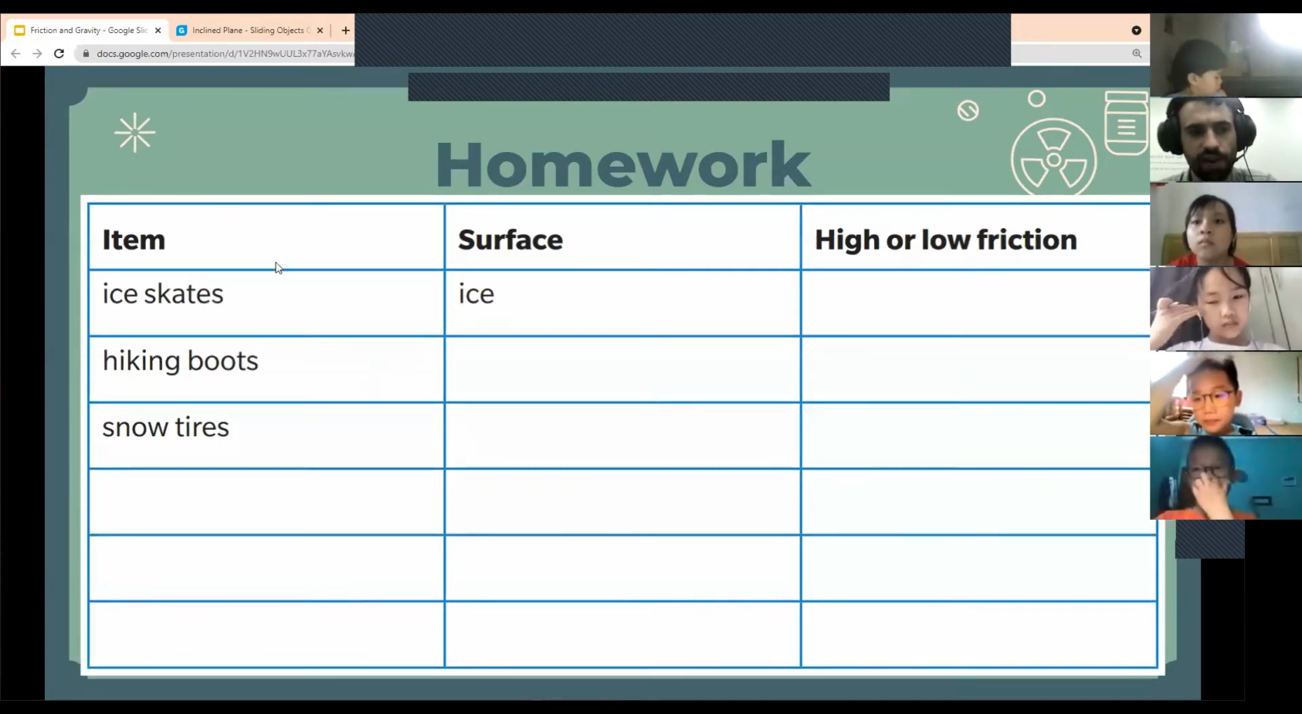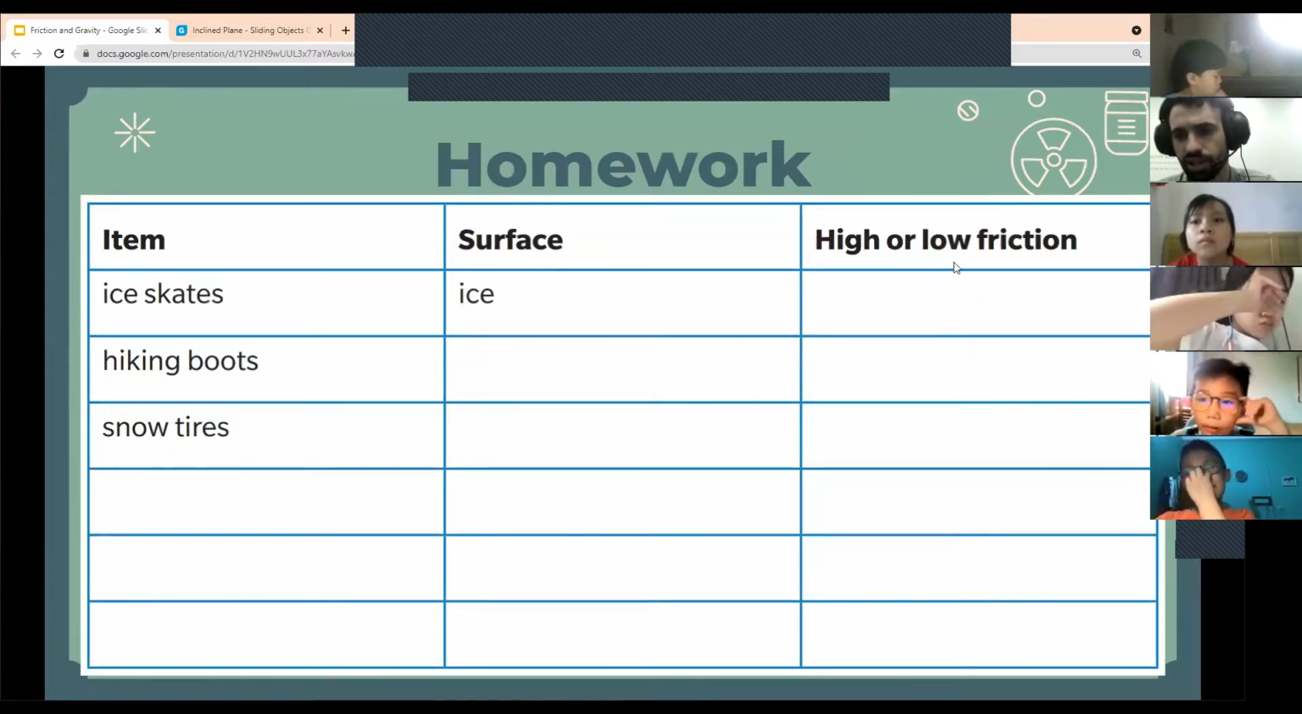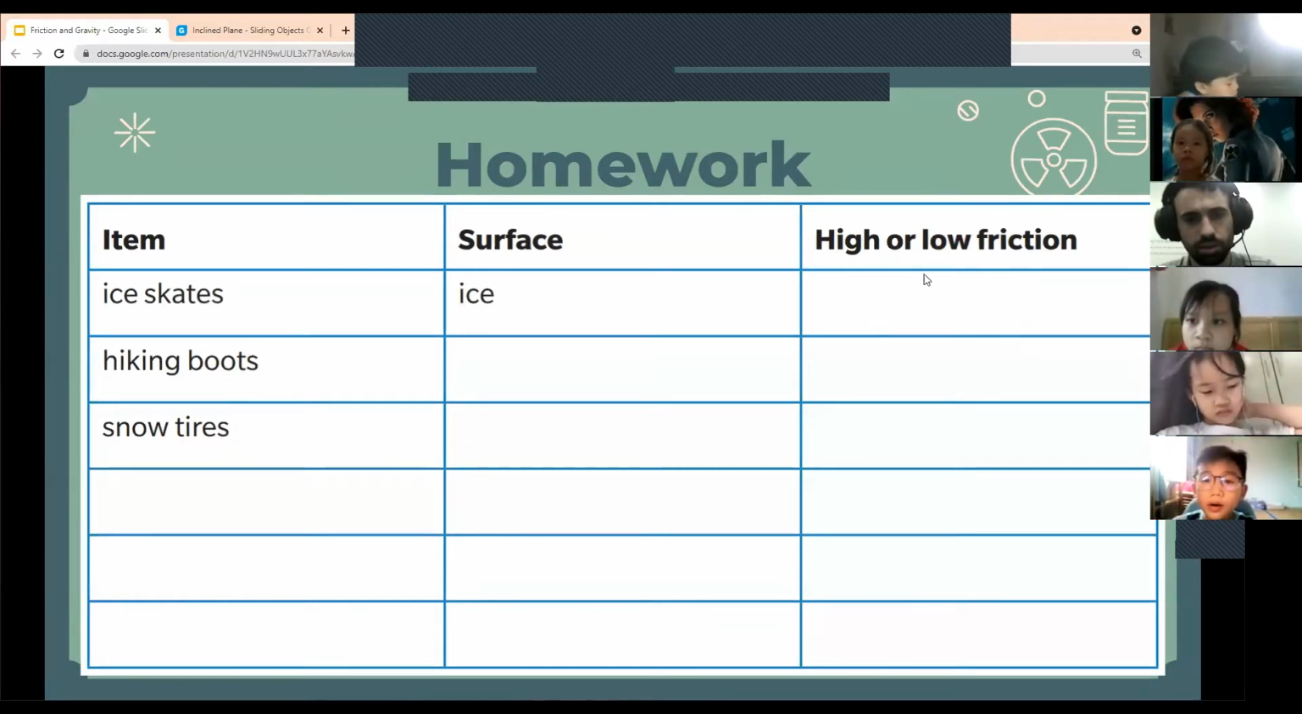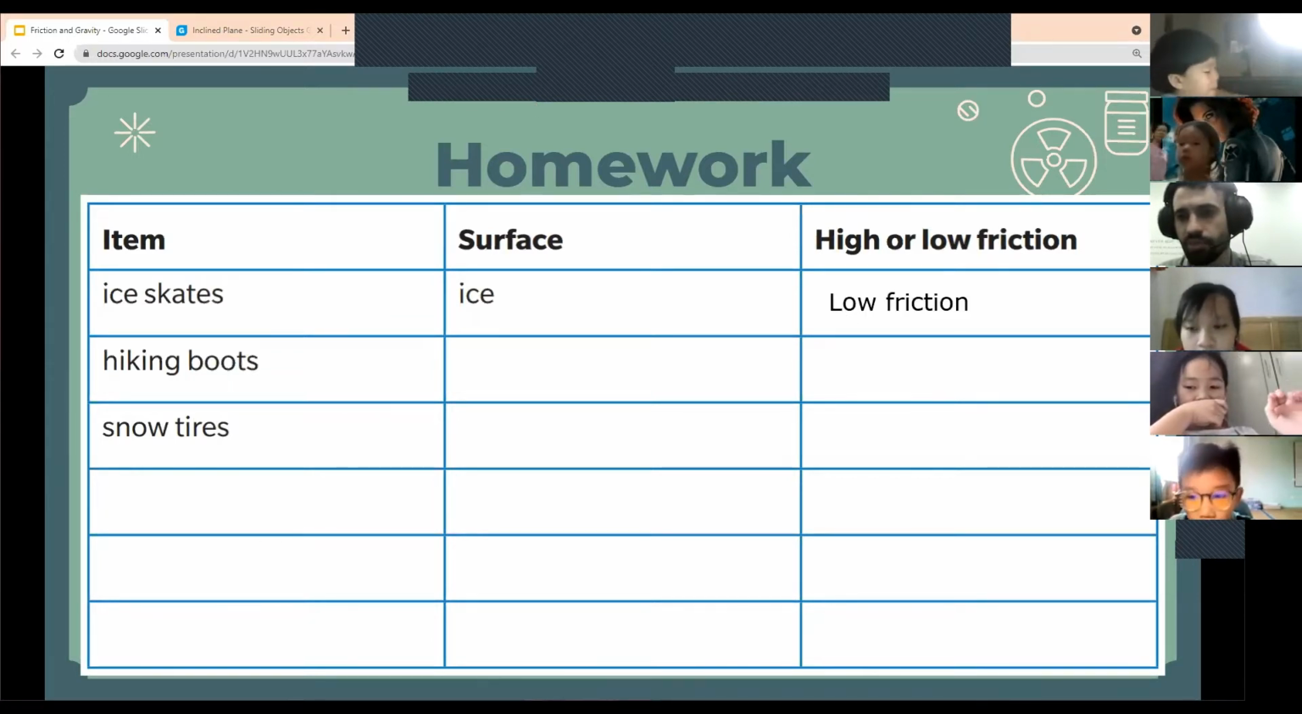Okay. So we have ice skates and ice. Would this be high or low friction? High or low? Sam, what do you think? I think low friction. Yeah, it's very slippery.